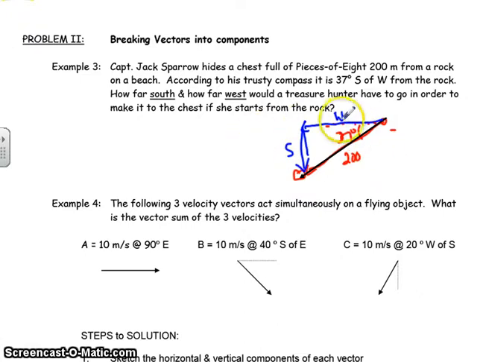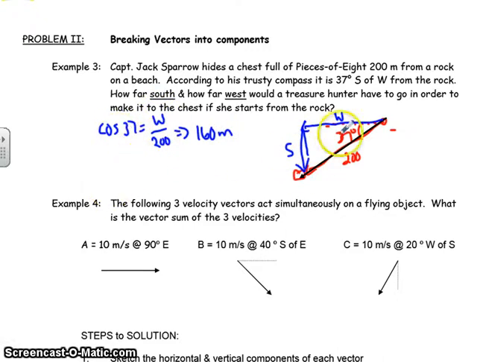Okay, so the west component, we have to recognize from SOHCAHTOA, is the adjacent side, and the trig function that makes sense for adjacent is cosine. So I'd say the cosine of 37 equals my adjacent side, which is the west vector, divided by the hypotenuse, which is 200. And so if I do 200 times the cosine of 37, we will get 160 meters. I'll leave it to you to solve for W: 200 cosine 37.